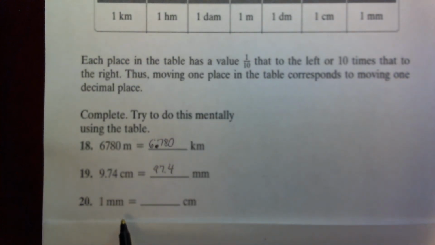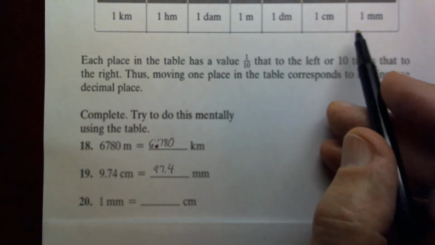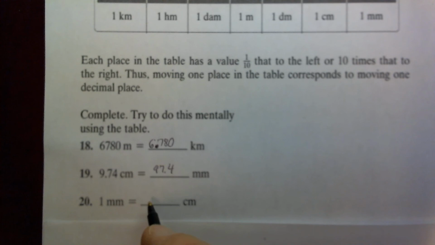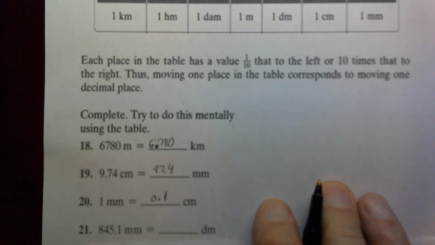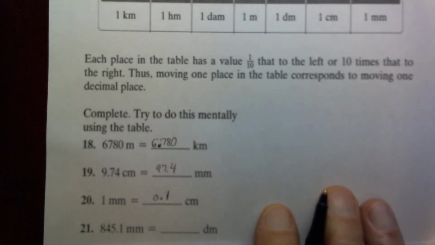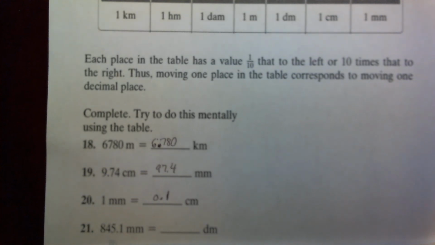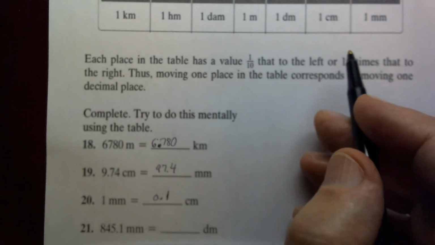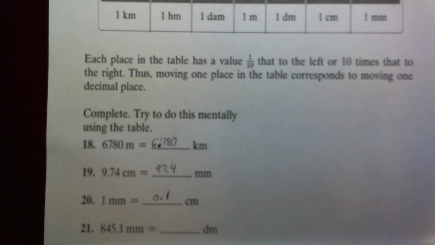And in number 20, we go from 1 millimeter to centimeters. 1 millimeter to centimeters, we move 1 unit to the left. So this is then 0.1 centimeters. And in number 21, from 845.1 millimeters, we go to decimeters. So we move 2 units to the left. That moves the decimal point 2 units to the left. It becomes 8.451 decimeters.